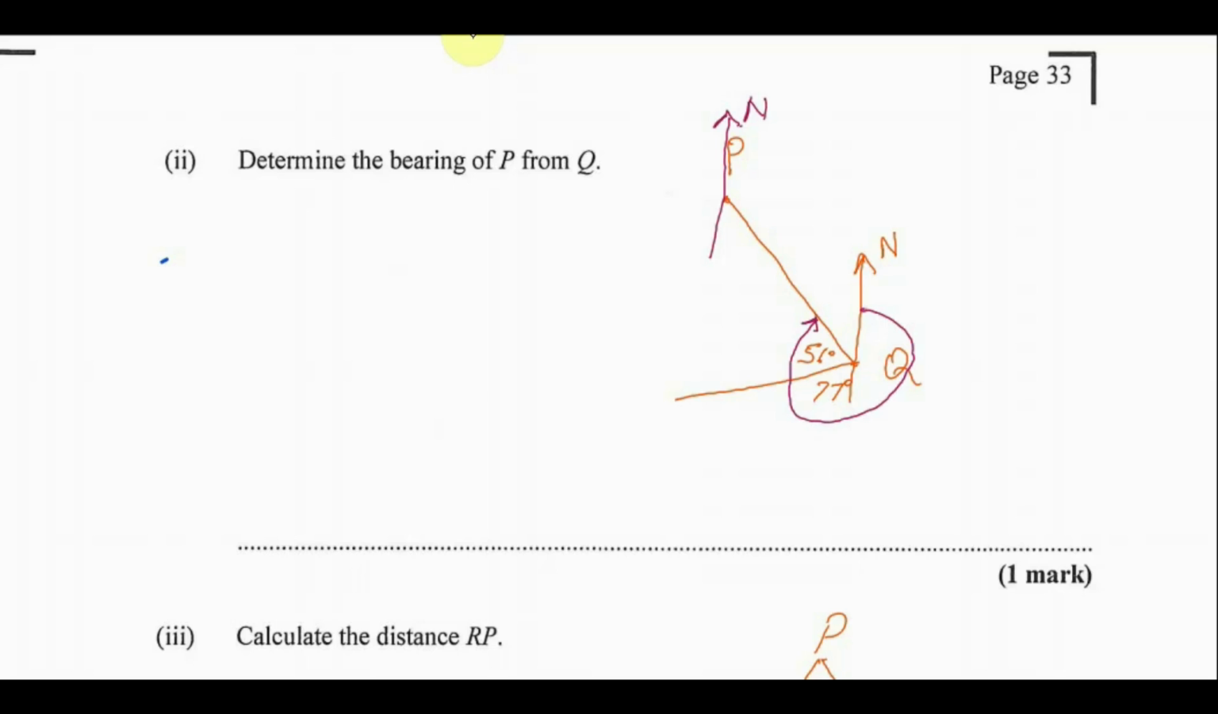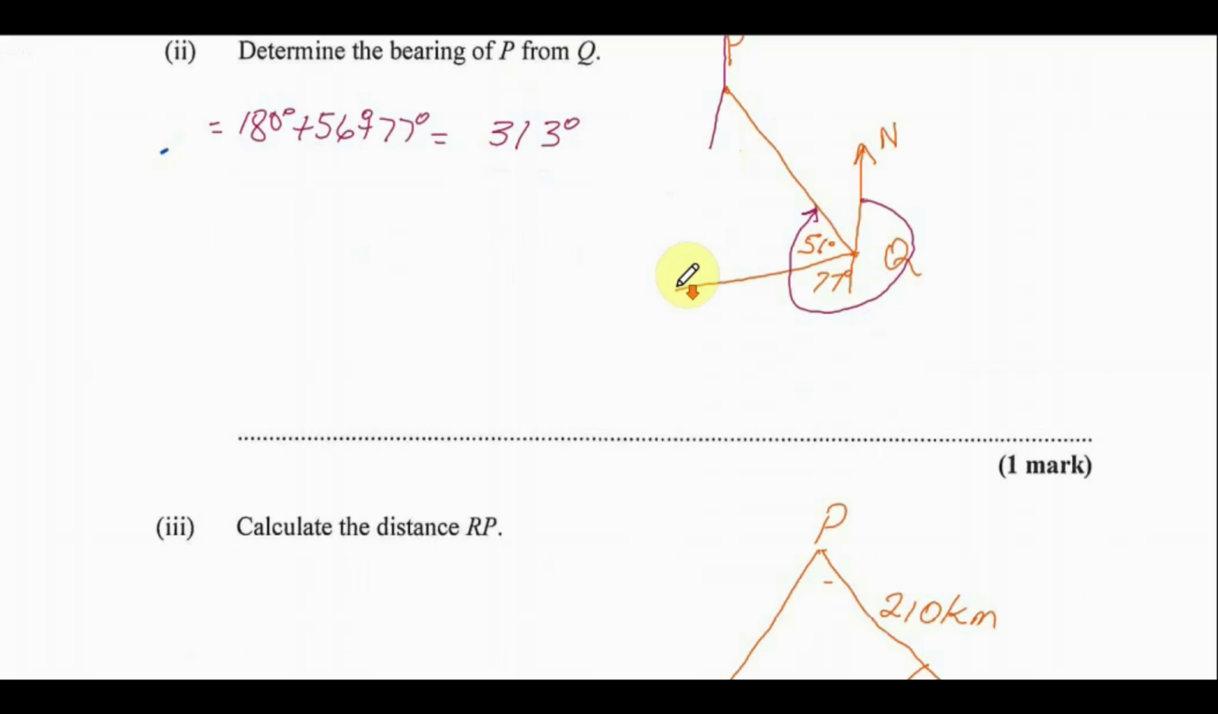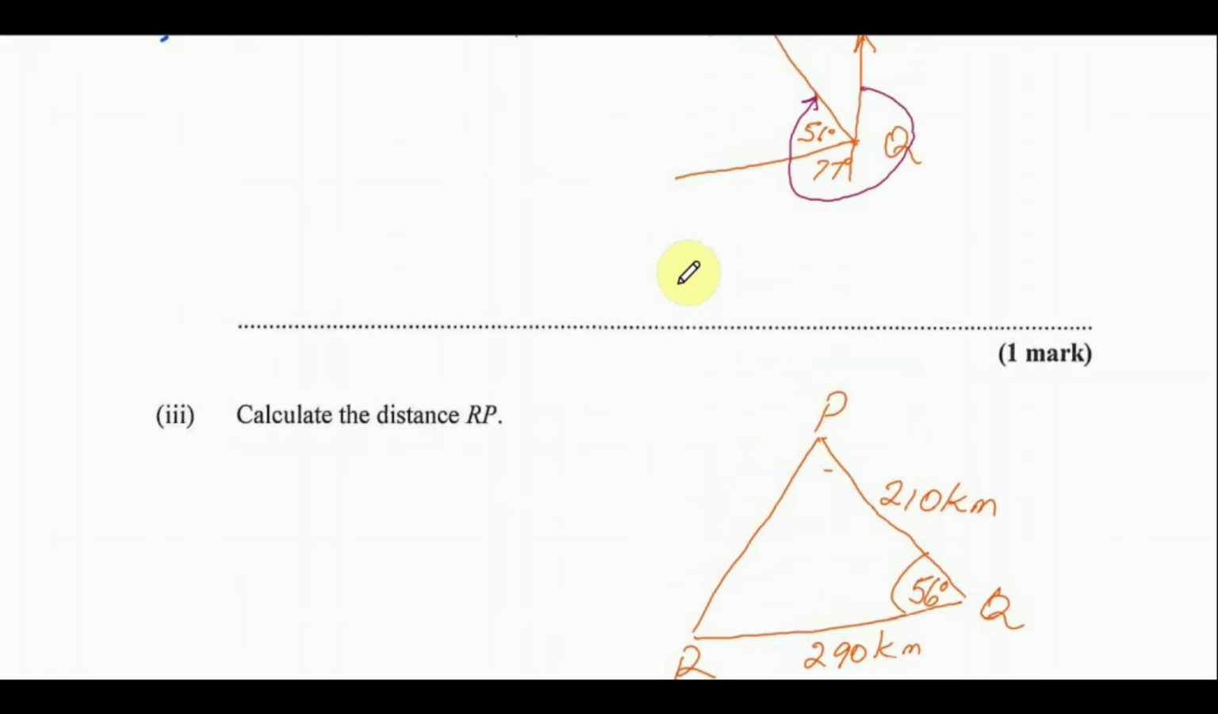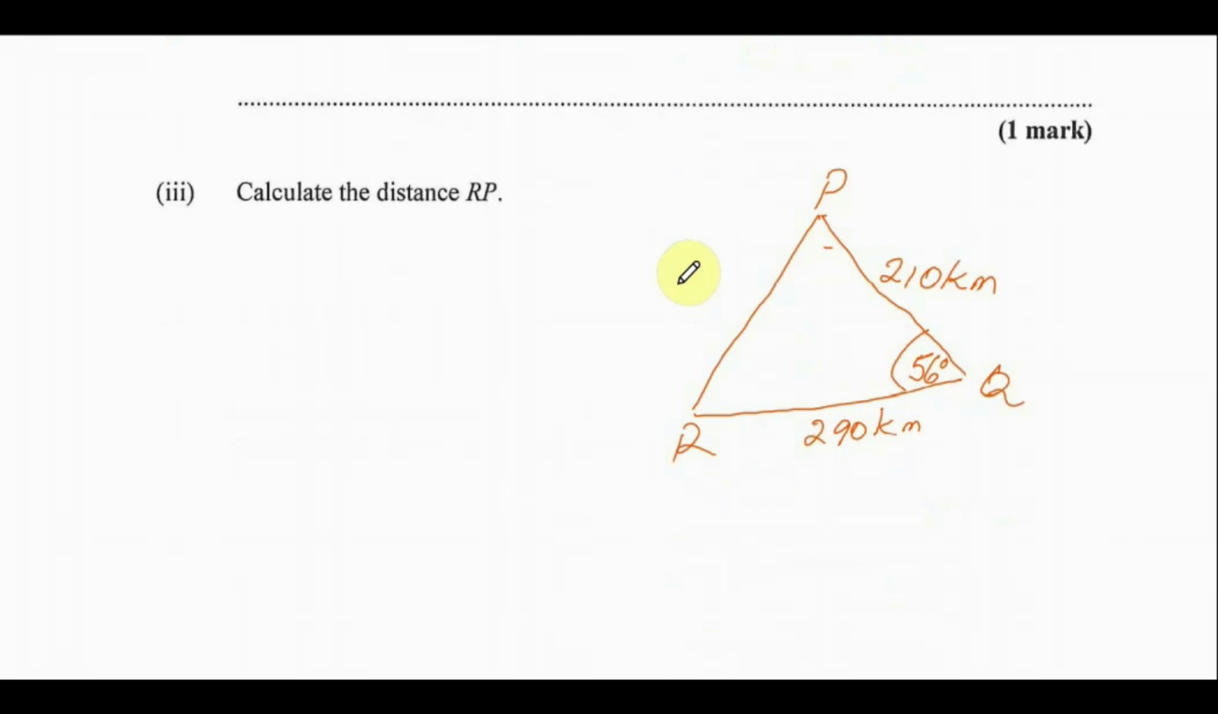So the bearing of P from Q is equal to 180 degrees plus 56 plus 77 degrees. And this gives us 313 degrees. Pretty straightforward. Now they ask us to find the calculated distance PR. And here again I've taken out the relevant triangle.